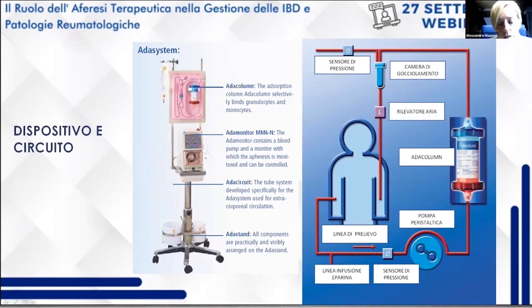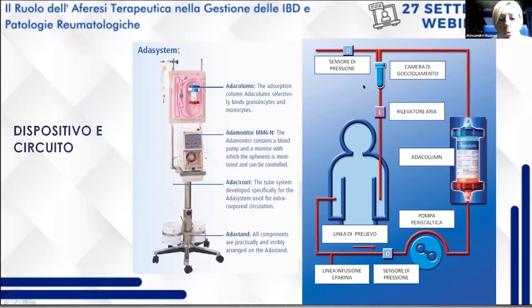The circuit is sterile, single use, which obviously is changed every time for each patient procedure. The software part consists of an ADA apheresis monitor with a peristaltic pump underneath. Then there is the frame made of rigid material that acts as support for the devices.